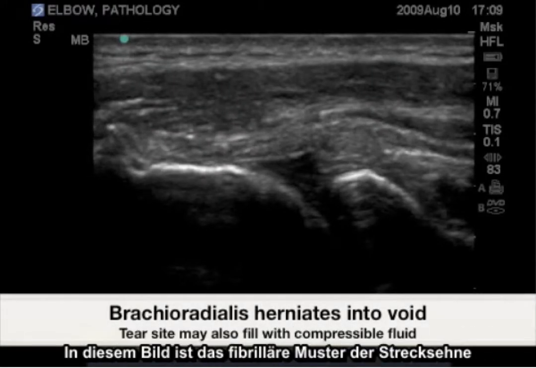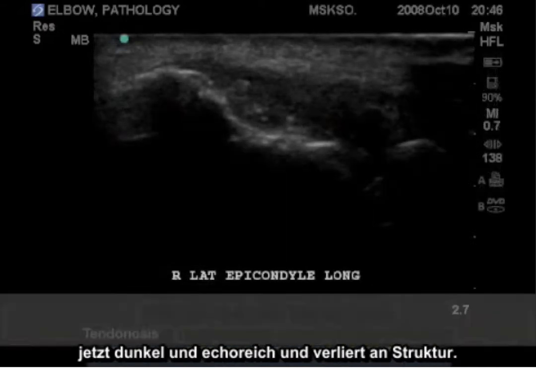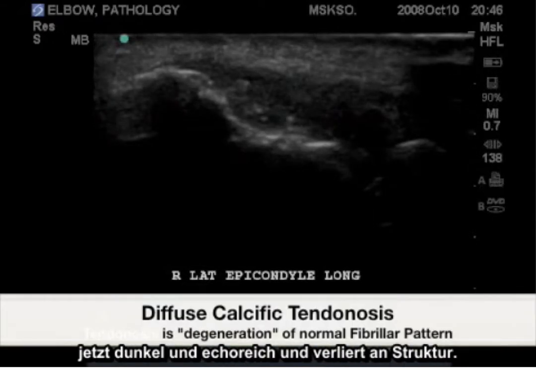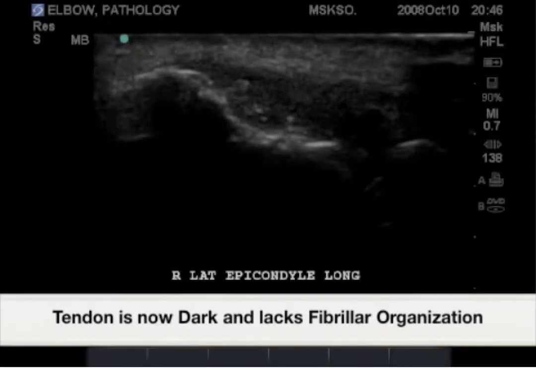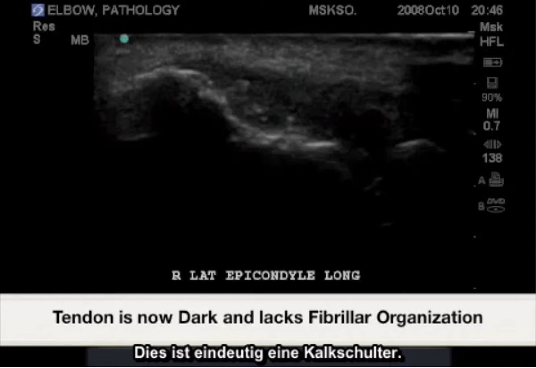In this image, the fibrillar pattern of the common extensor tendon is now dark and hypoechoic and loses organization. Also inside are large calcifications peppering the insertion of the common extensor tendon to the lateral epicondyle in this picture. This clearly represents diffuse calcific tendinosis.